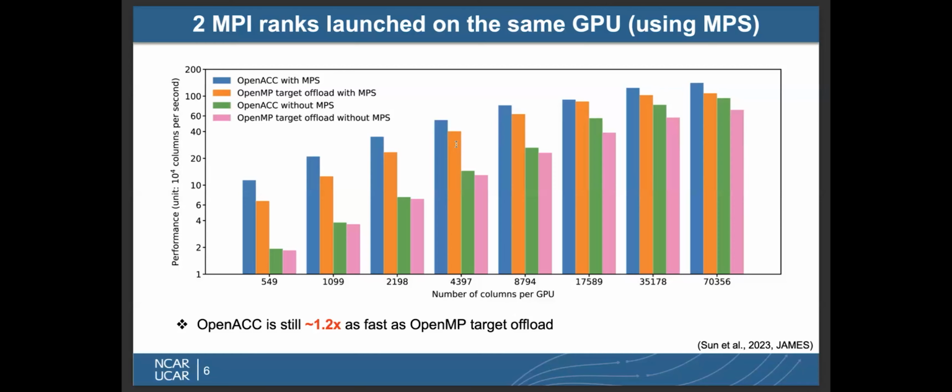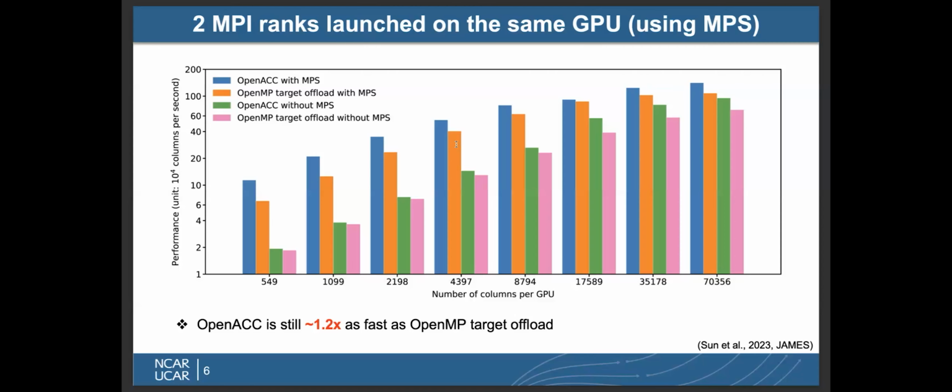So the better solution is to use the 4 CPU node and oversubscribe the GPU with multiple MPI ranks. Fortunately, for NVIDIA GPUs, we can do that through the MPS service. So in this particular figure, I show the performance of using 2 MPI ranks launched on the same GPU by using MPS. So based on the bar plot, you can see when the problem size is small, turning on MPS improves the performance dramatically, which shows the benefit of using MPS as expected.